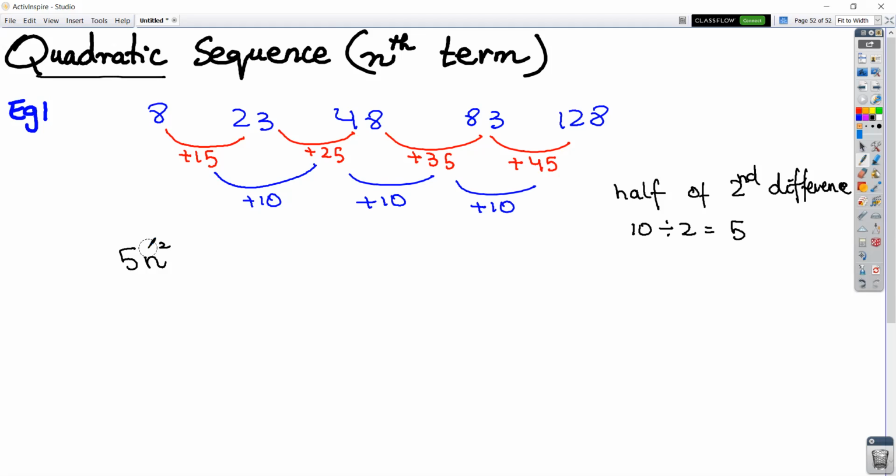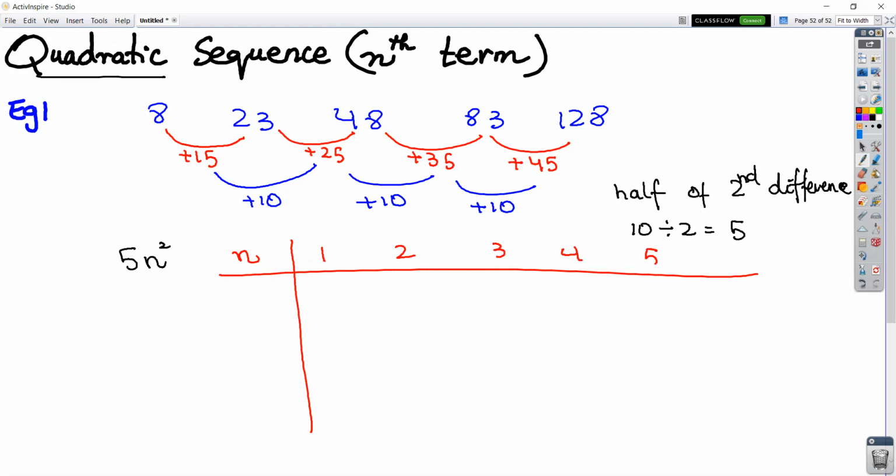Now, to find out if there are some more terms, we're going to draw a table. With n, the first term is 1, the second term is 2, 3, 4, and 5. I'm going to write this down first. The next is to write down the sequence terms. The first term of the given sequence is 8, the second term is 23, the next is 48, then 83, and then 128.